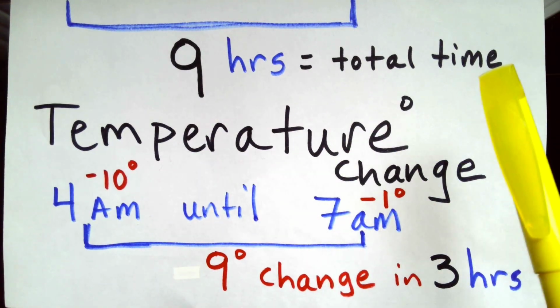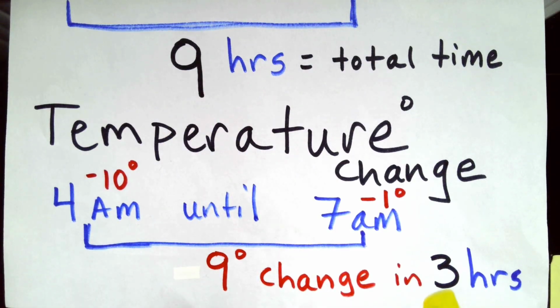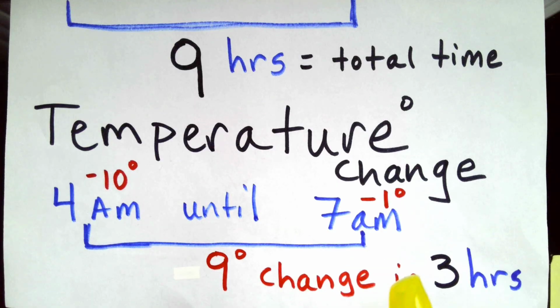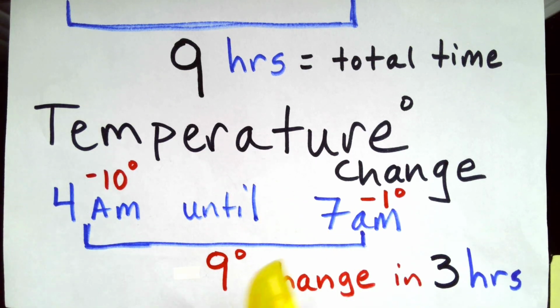Now, if our total time from 4 a.m. to 1 p.m. is 9 hours, how many increments of 3 is 9? I'm going to get into that in the second half of this video. I'm going to explain it clearly. But first, you need to know from 4 a.m. to 7 a.m., negative 10 degrees to negative 1 is a 9-degree change. Not worried about positive or negative at this point. It's just from negative 10 to negative 1 is a change of 9. That's it.